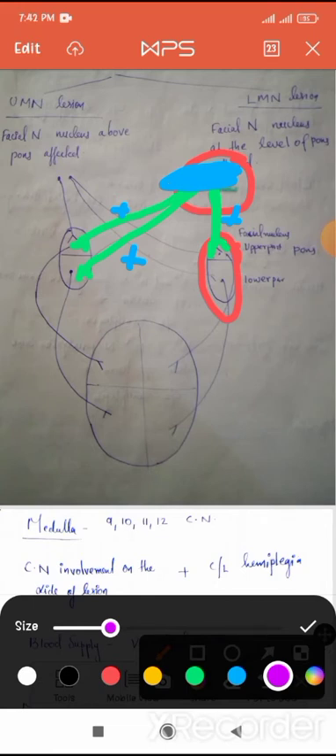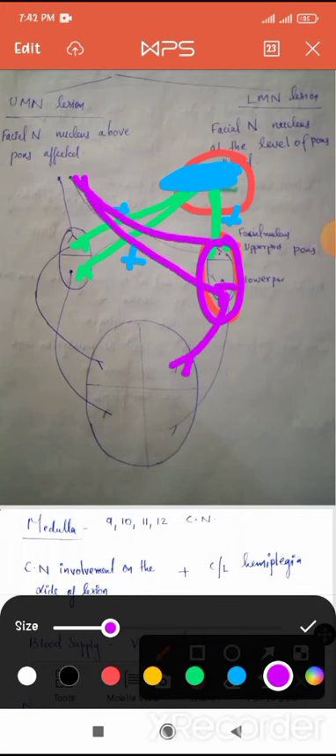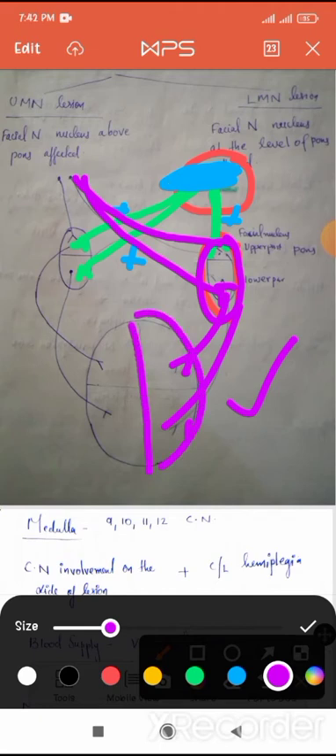But look here, the facial nucleus of this side is also getting fibers from the opposite side, so this will not be affected. The same side of the face will not be affected. This will be normal. Now look at the opposite side. In the opposite side, the upper part is getting fiber from the same side, and this side has no problem.